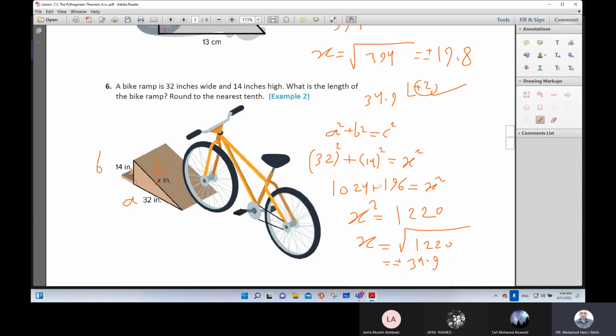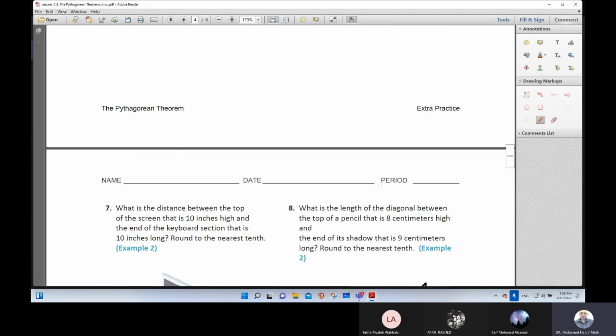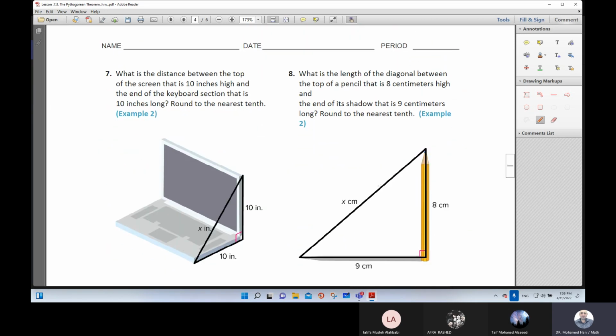Okay. Do you have any question about these ideas? Are all exercises here clear for you? Okay. Now, number 7, please. I want all of you to read number 7. Then try to find the value of x, please. Then tell me what is your answer. Start, please.